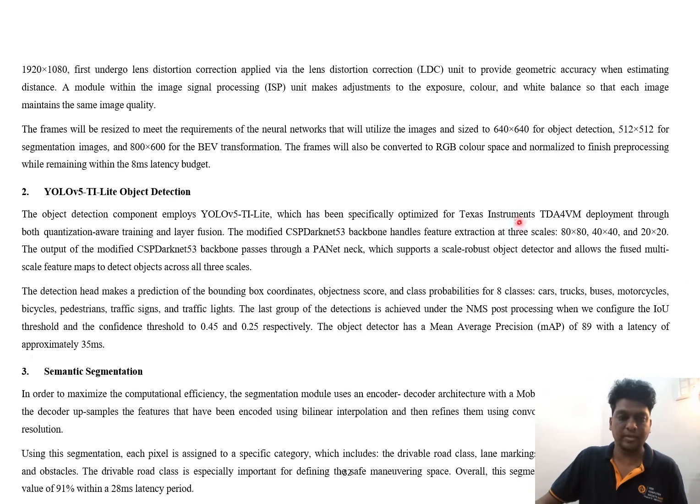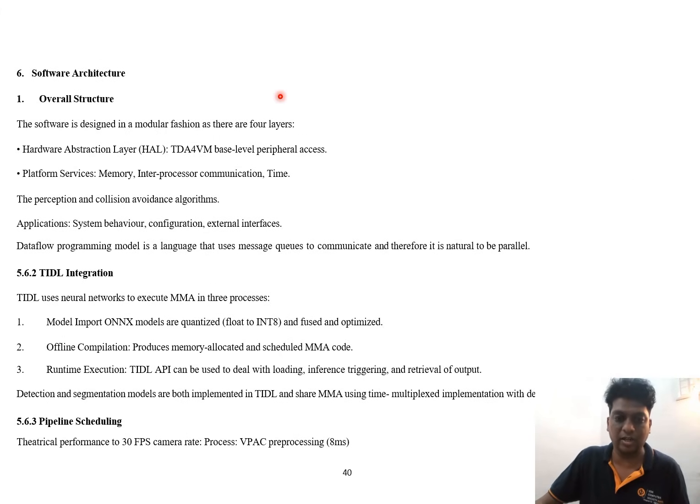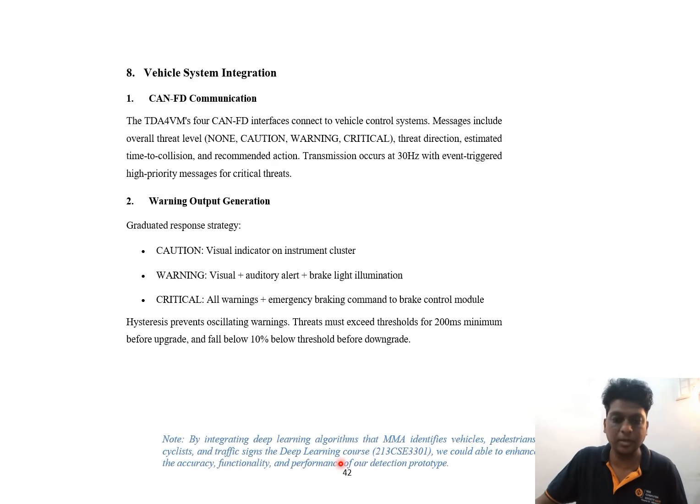processing stage, right from the pre-processing stage, then the object detection stage, then what type of software architecture I am using, then how I am integrating that with that hardware device. Note, suppose if I studied deep learning in the 5th semester, I should include that with the subject code. So I should interconnect that subject with this particular system design.